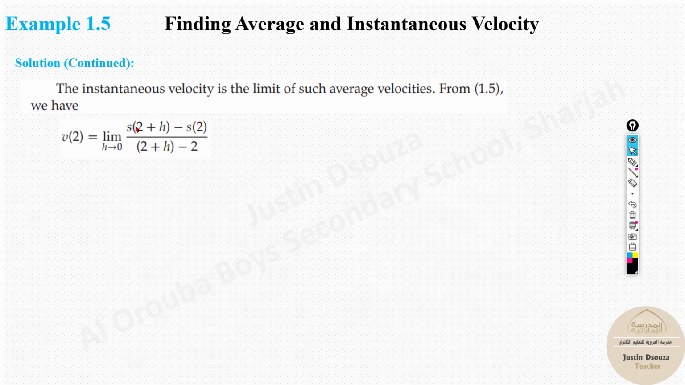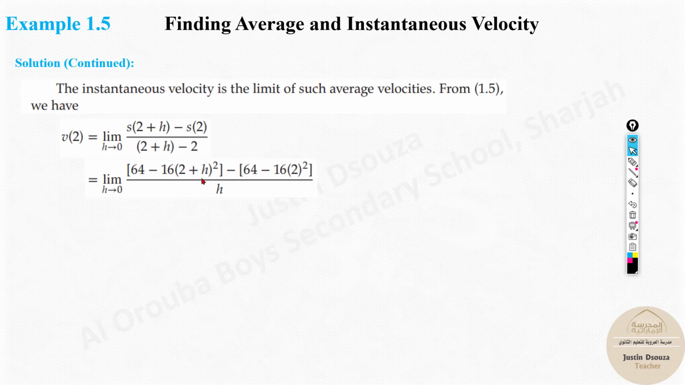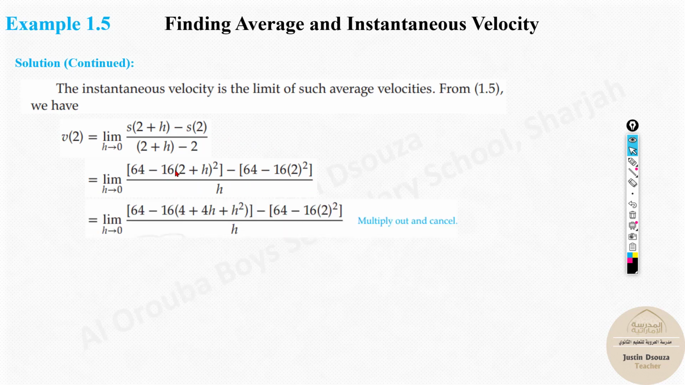It's very simple. All you need to do is put this in the given equation. So now this 64 minus 16t squared. Instead of t, you need to put whatever is this, 2 plus h the whole squared. You've done the same thing in the first and the second problem. And then over here, instead of t, you should put 2 squared, divided by h. Now simplify this.